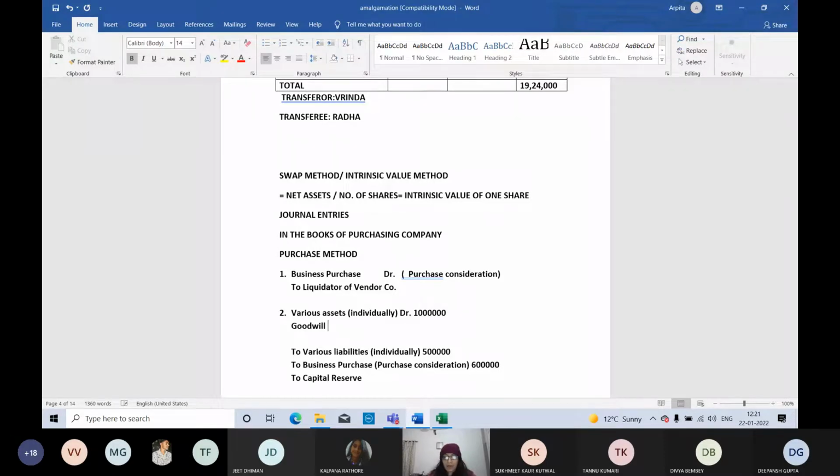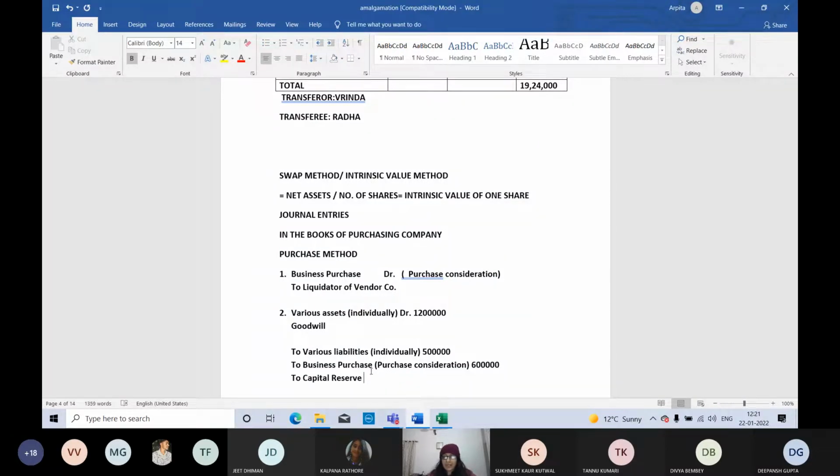Or it can be vice versa. Let me explain how. Let's say various assets is 12 lakh. Is the entry complete? No. Again, there is a difference of 1 lakh. It means there is a profit, capital profit. So I go to capital reserve.